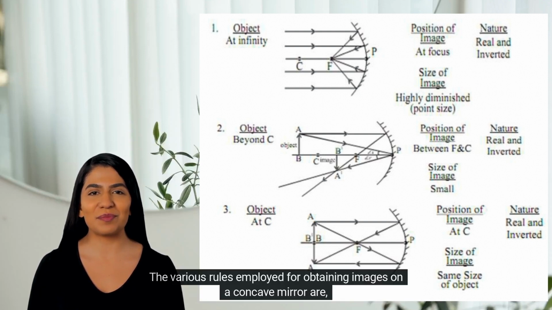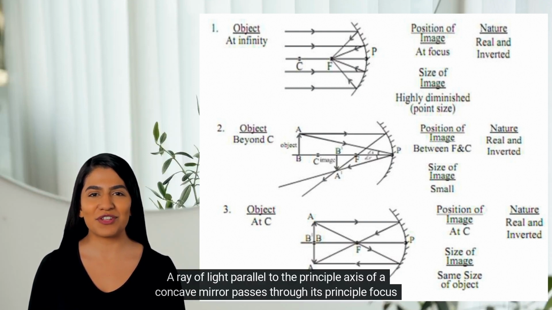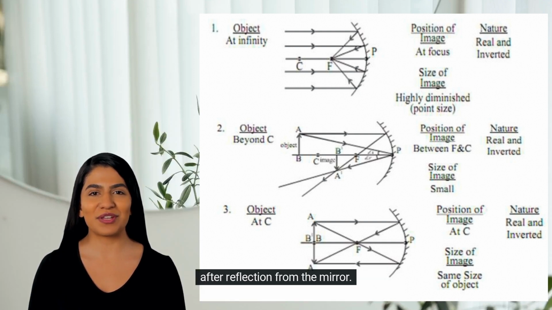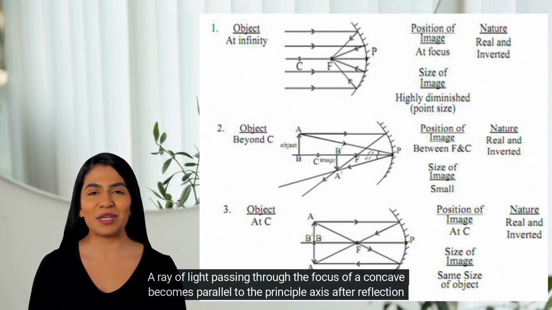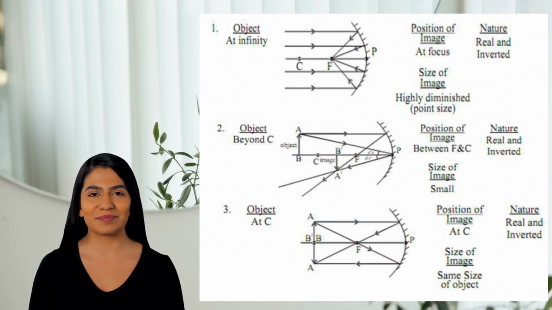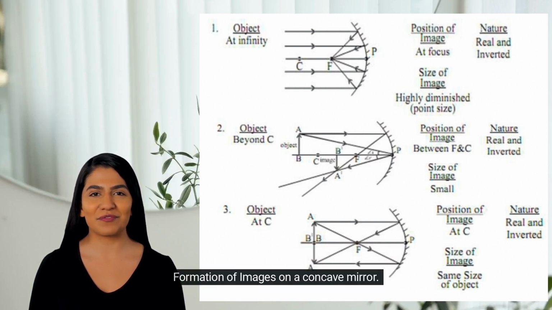The various rules employed for obtaining images on a concave mirror are: a ray of light parallel to the principal axis of a concave mirror passes through its principal focus after reflection from the mirror. A ray of light passing through the center of curvature of a concave mirror is reflected back along the same path. A ray of light passing through the focus of a concave mirror becomes parallel to the principal axis after reflection from the mirror.